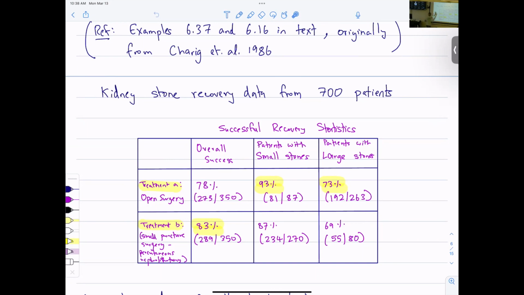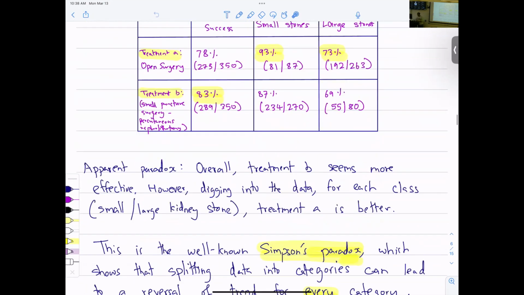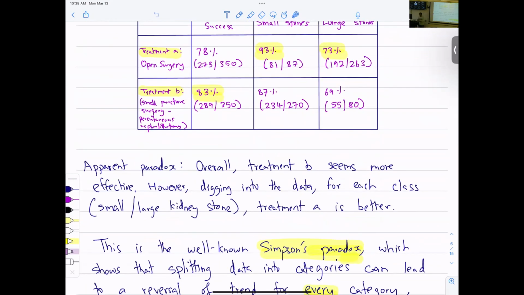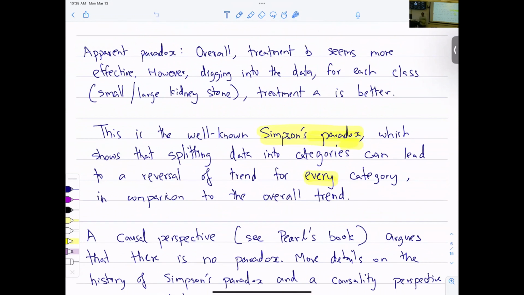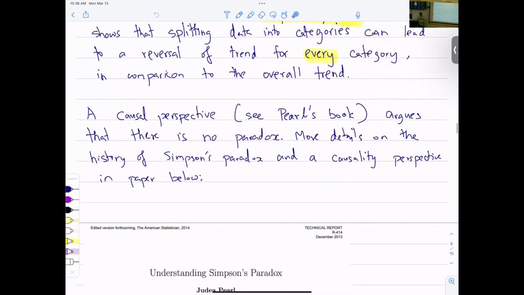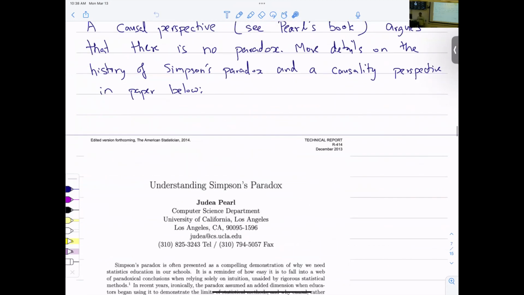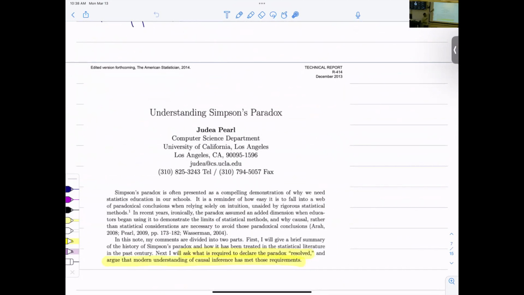I want to talk about causality. So where does causality come in here? This is called Simpson's Paradox, and this is a causal perspective on it. You can see Pearl's book argues that there is no paradox. I pasted a little bit from one of Pearl's papers. Using the language of causality, we can resolve these kinds of things. If you're interested, you can dig more into this paper.